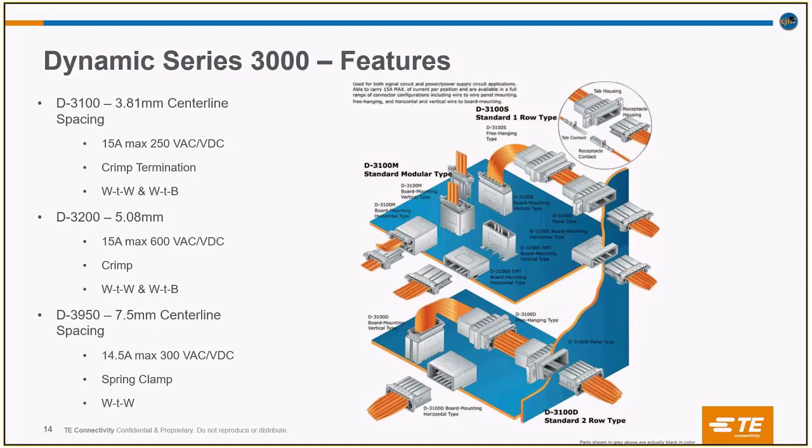So if you see the D3200, the centerline is 5.08 mm, 15 ampere, and the voltage is 600. And 7.5 centerline spacing, 14.5 amp, 300 volts. That's way above what was there in the D1000 and 2000 series, right? That is why this D3000 series is so popular.